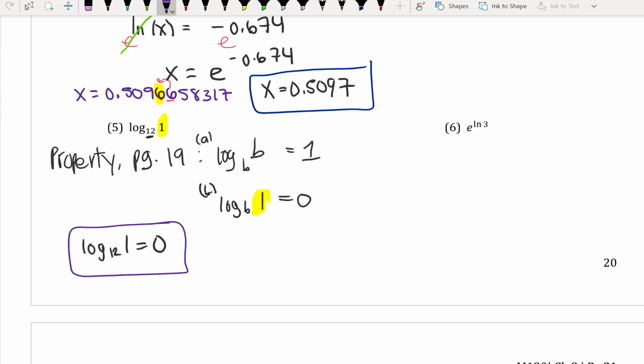Okay, and if you want to know how that is true, why is this true? Well, it's true because if we rewrite it in exponential notation, b to the 0 is equal to 1. Anything to the 0 power is always equal to 1.